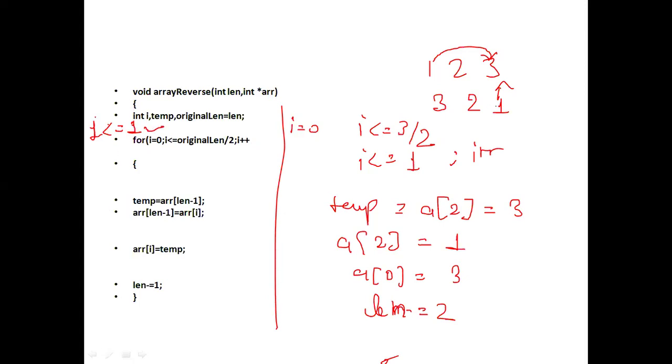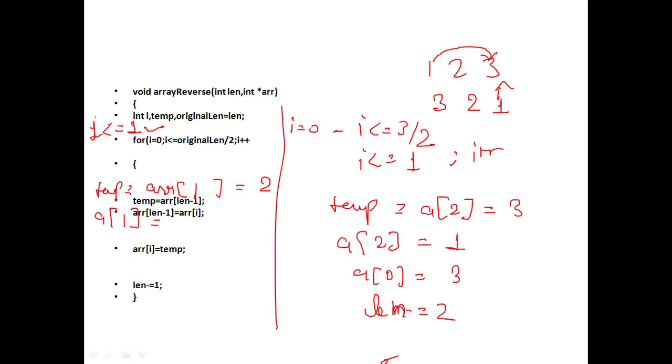Again, the condition is true. You will come down. Already swapping has been done. If you can see, the string has been reversed, but still you are proceeding. And if you proceed once again, now it will give you the wrong answer. Check it. So this is just an extra thing we are doing. temp equals array of len minus 1. Len is 2 for now. 2 minus 1 is 1. So array of 1 value you are storing in temp. Array of 1 is 2. 2 you are storing in temp. Now what you will do in the array of 1, you will store the array of 1 value.